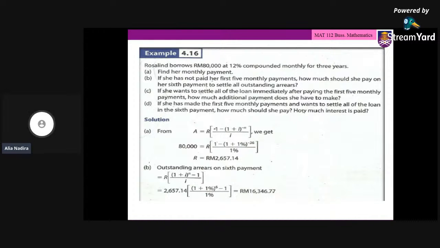So if she has made first 5 monthly payment, okay. So far, do you have any question? Kalau you ada any question, you boleh tulis dalam chat box, okay. So then saya akan discuss nanti.